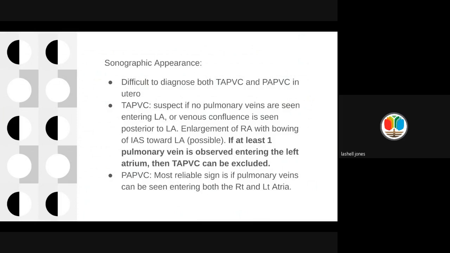Okay. Now, with partial, the most reliable sign is if pulmonary veins can be seen entering both the right and left atria. That's how you will have to determine to rule out that one.